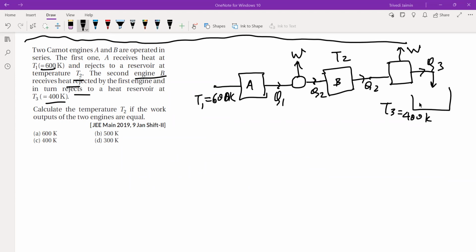So Q1 is what? Heat rejected by engine A. You can write this for the first time if you're solving, so that you will remember for next time. Q1 is heat rejected by engine A at temperature T1. Then from there, we are going to Q2. Q2 is heat received by engine B at temperature T2. And then next we have Q3, heat rejected by engine B to the source T3.